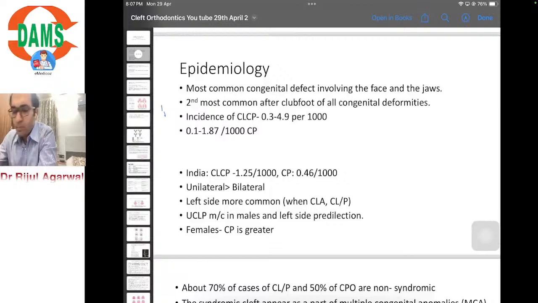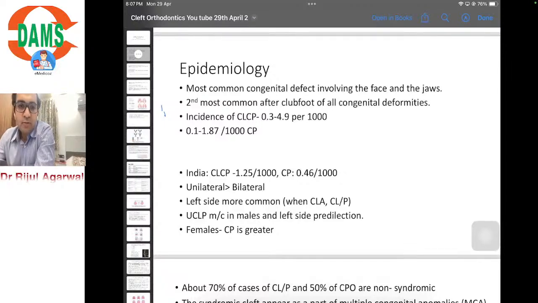Beginning with the first topic, the epidemiology of the cleft. A number of questions in the past exams have been asked on this, so I'll be starting with the basic part of it. Cleft lip and palate is the most common congenital defect involving the face and the jaws, and it's the second most common of all the congenital anomalies occurring in the whole body. The most common, the first, is the club foot.